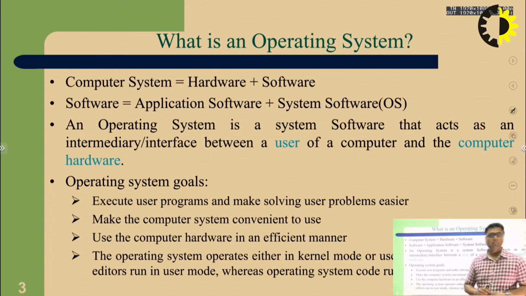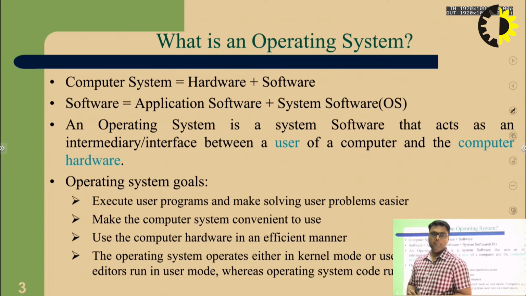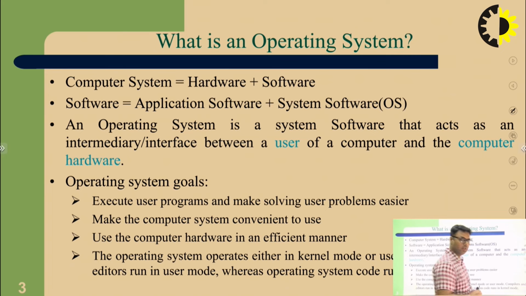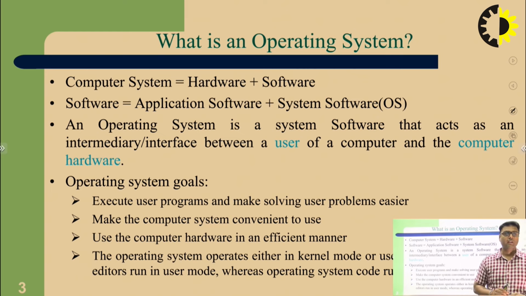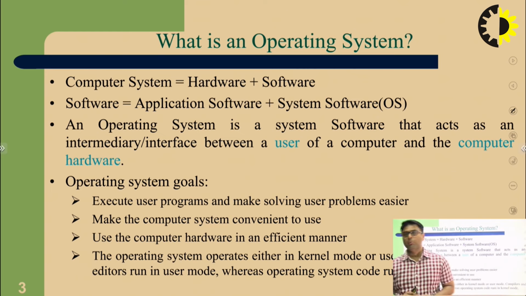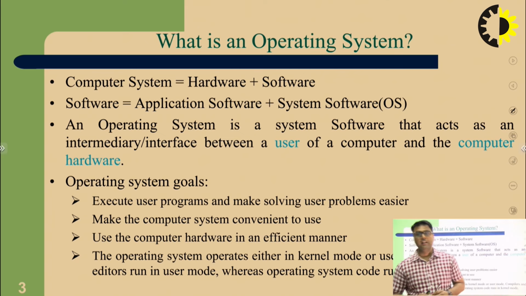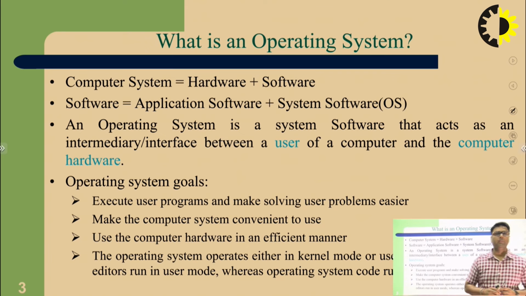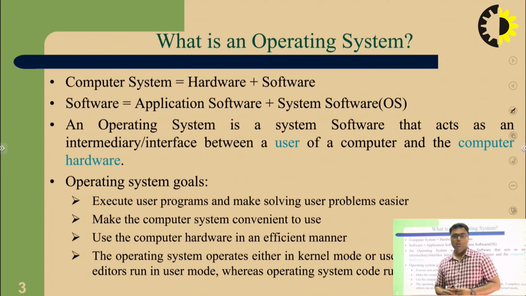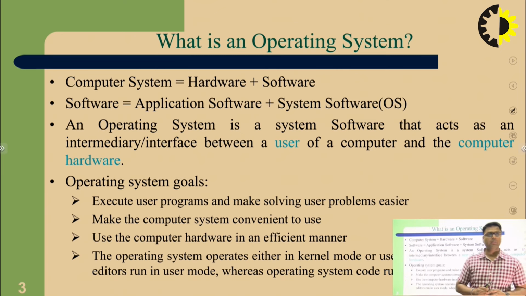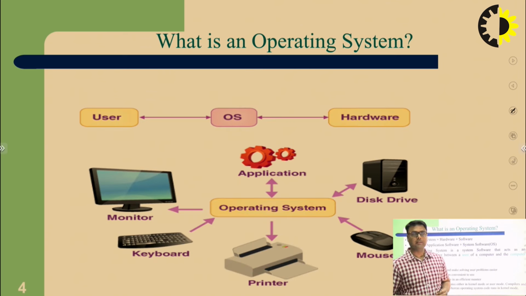So the operating system makes the computer system convenient to the user and uses the computer hardware in an efficient manner. The operating system operates in either kernel mode or user mode. Compiler and editor run in user mode, whereas operating system code runs in kernel mode. If you access any applications or programs, the user interacts with applications first, and there are some system calls. Through the system calls, we access the operating system.